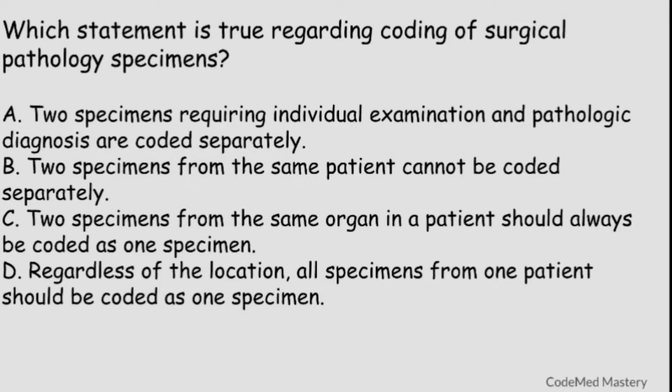Option A. Two specimens requiring individual examination and pathologic diagnosis are coded separately. Option B. Two specimens from same patient can be coded separately. Option C. Two specimens from the same organ in a patient should always be coded as one specimen. Option D. Regardless of the location, all specimens from one patient should be coded as one specimen.